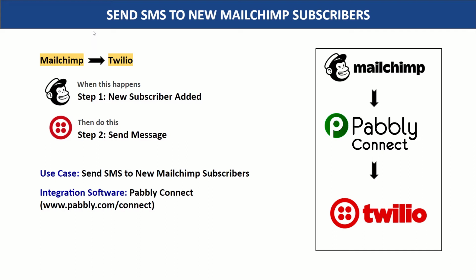So in this video, we will learn how to send SMS to new MailChimp subscribers. Imagine this. You have added a person called John as a MailChimp subscriber. So you have John's name, email address and all those details. Now you want to send an SMS thanking John via Twilio.